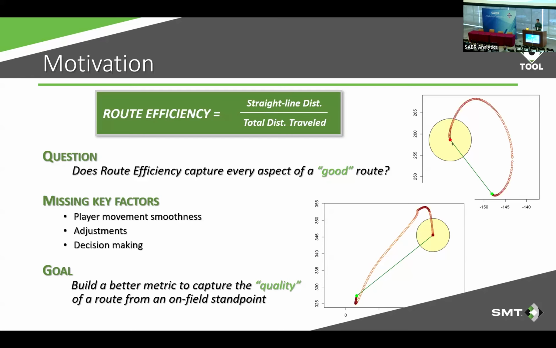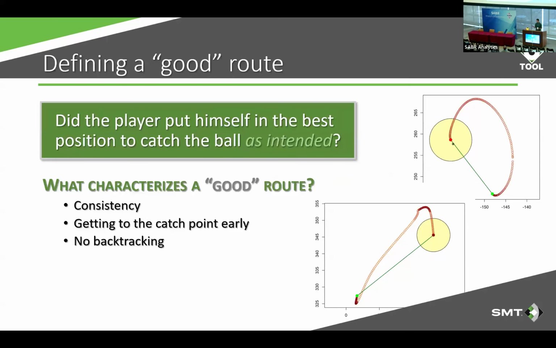And so that was the goal of the route Acumen. We wanted to take into account those missing factors, build on route efficiency, and build a better metric to capture the quality of a route from an on-field standpoint. But to do that, we have to define what a good route is. So in our eyes, a good route is if the player put himself in the best position to catch the ball in the way that they intended to. Of the routes that we analyzed, we found common characteristics of a good route. Every good route had the player maintaining consistency in the way he ran his route. He also got to the catch point early, and he also didn't backtrack in his path.